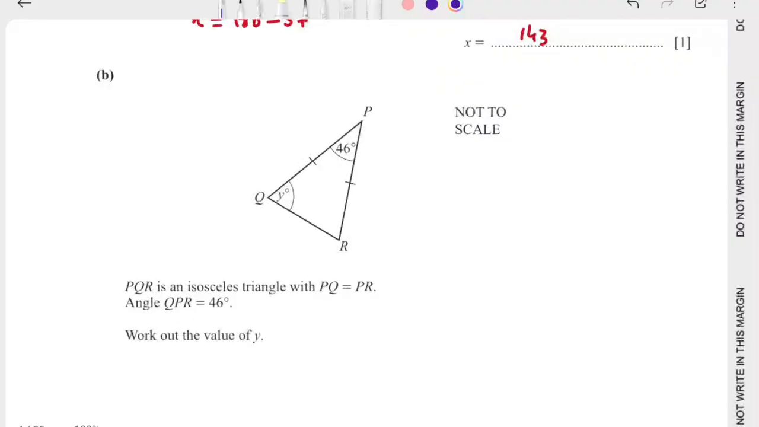PQR is an isosceles triangle with PQ equal to PR. Both sides are the same. So according to the definition, the base angles should also be the same. You have to see the indicated sides, and the angles opposite the indicated sides must be the same. So here would be y as well.